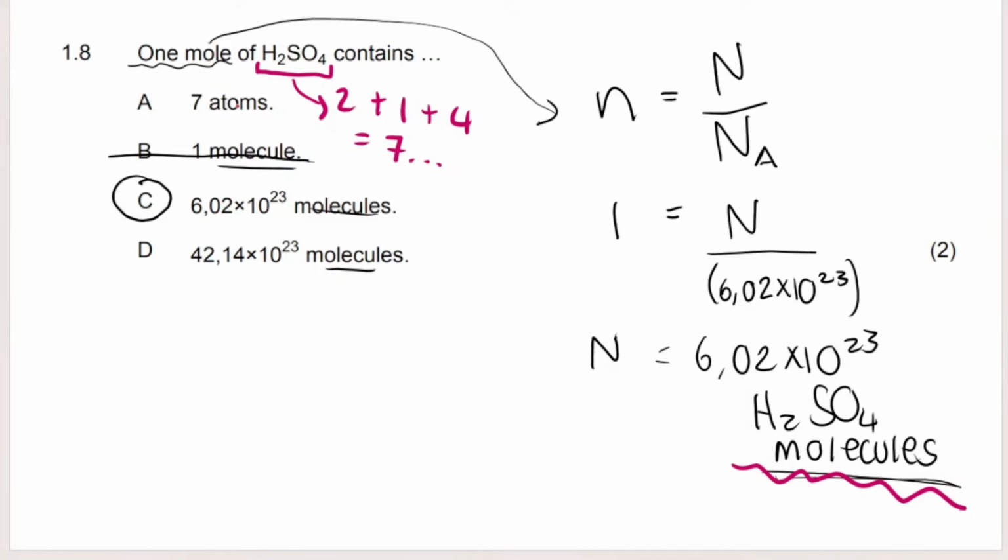So 7 atoms would be correct if they said in 1 molecule of H2SO4. But I don't have 1 molecule. I have this many molecules. Because remember, big N, if you calculate big N by using number of moles, which they gave you, you get number of molecules. So that's definitely not the correct answer. And this one just doesn't work out with the calculation.